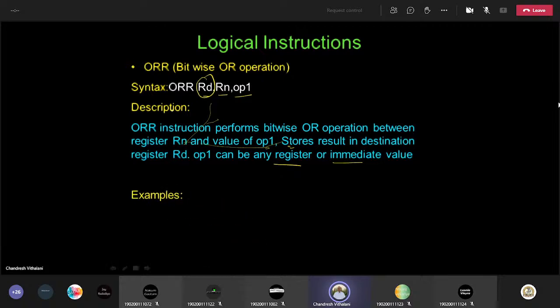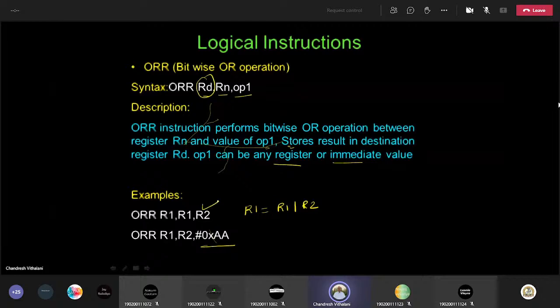So if you look at the examples of this instruction, ORR R1, R1, R2. So it will perform the OR operation between R1 and R2, and the result will be stored in the R1 register. ORR R1, R2, you can also specify some immediate value. Right? So operand 1 can be an immediate value or it can be some register also. It basically performs the OR operation.